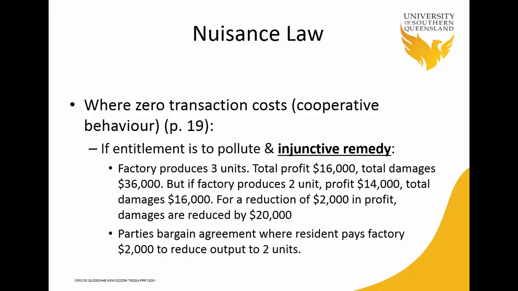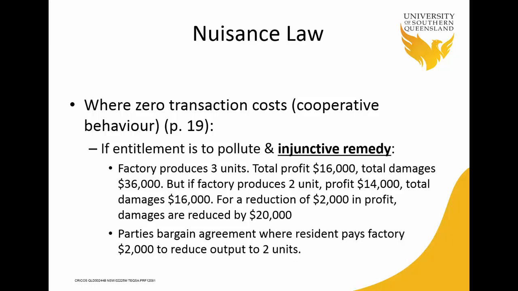It's not actually the victim or the resident that's going to go to the courts. It's the factory that's going to go to the courts in case the victim or the resident attempts to stop them from producing at 3 units. See? So they are going through this rationale. They say if they produce at 2 units, we said 3 units, you're still going to have total damages greater than total profits. At 2 units, again, you'll find that total damages are greater than total profits.